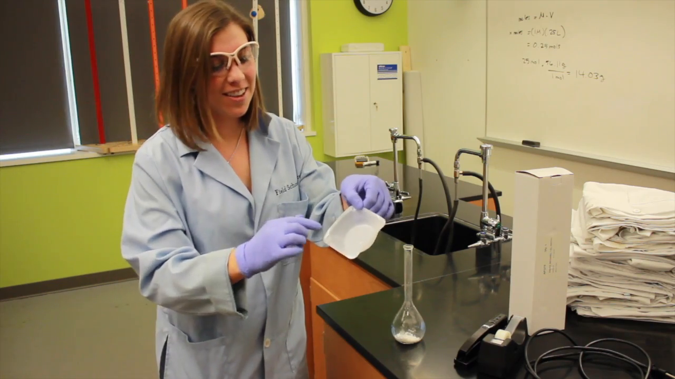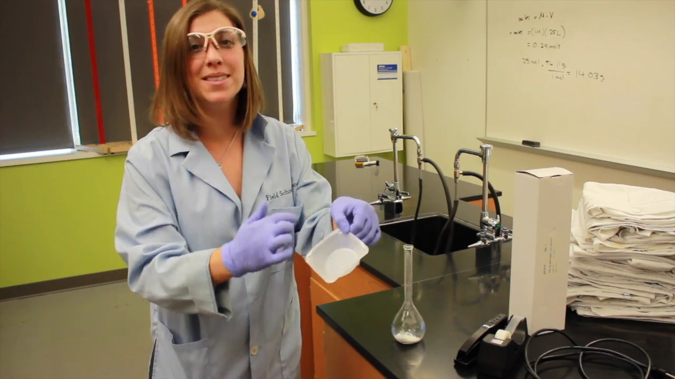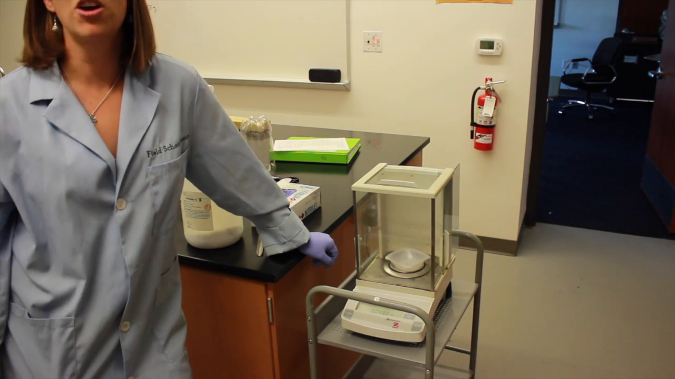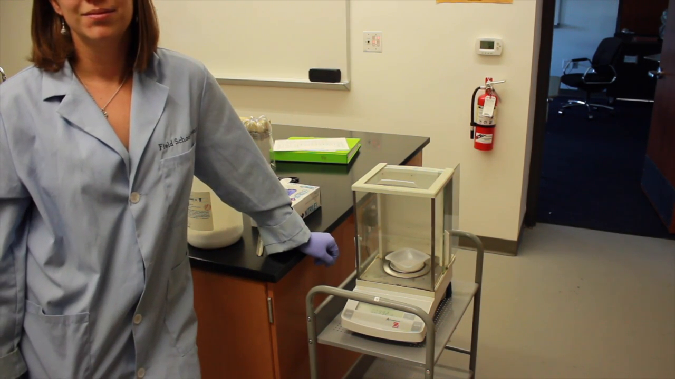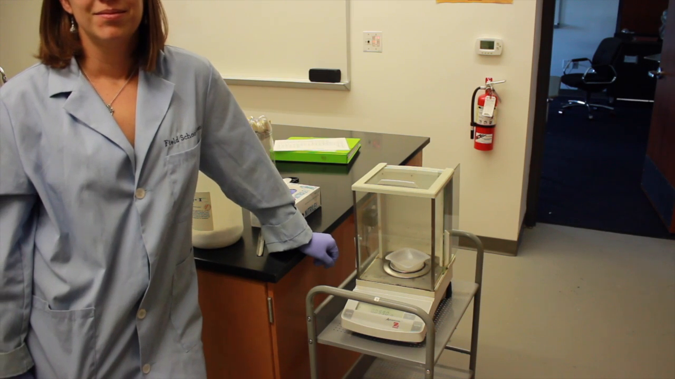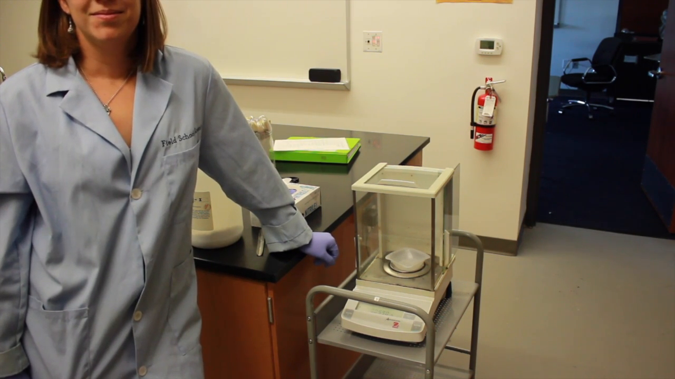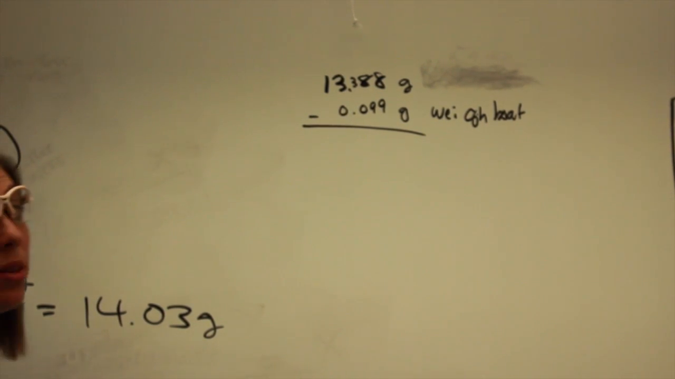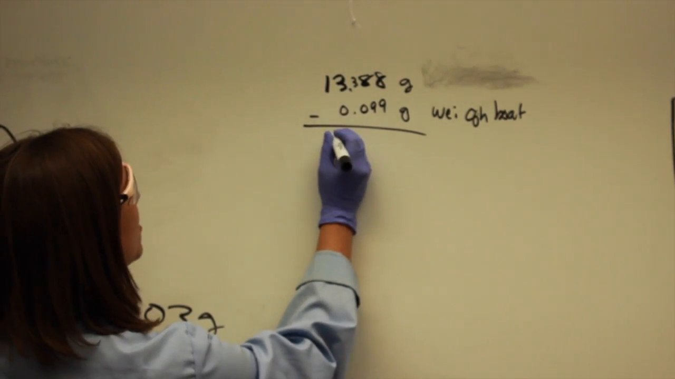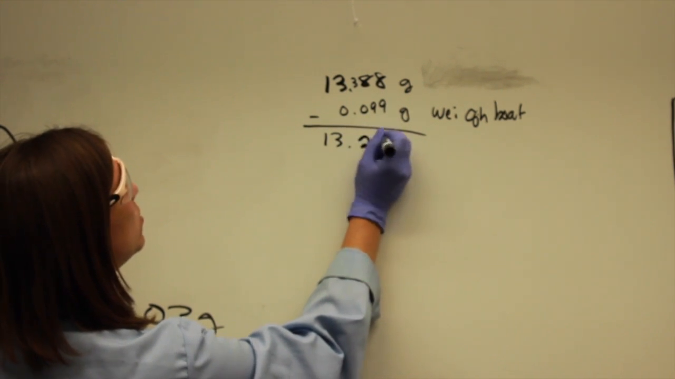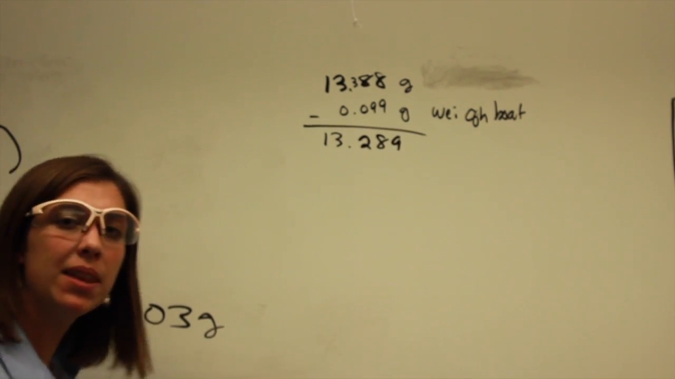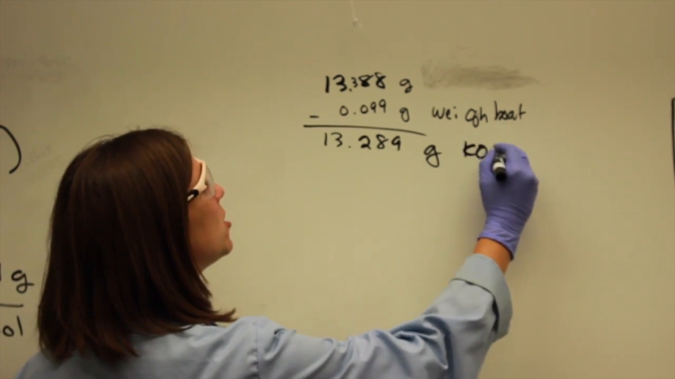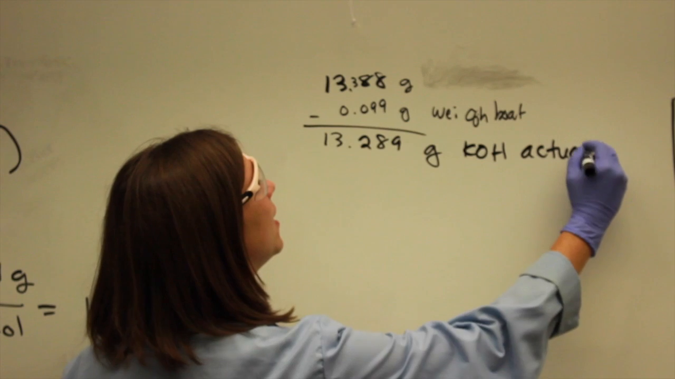As you can see on here, there are a few little crumbs. It's also crucial that no one's weighed anything in between because we zeroed it for our weigh boat. Oh well. 0.099. Yeah. Okay, so our actual mass that we added is going to be 13.289, subtracting that little bit that was left on the weigh boat. Okay, so this is how many grams of KOH I actually added.